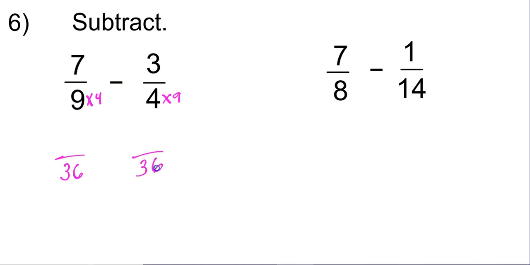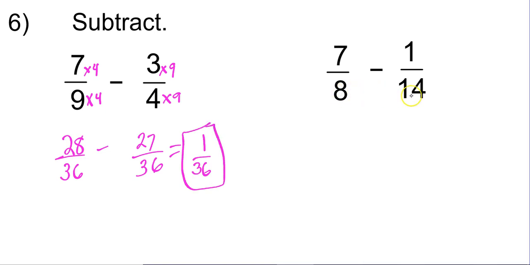So let's rewrite our question. So 7 times 4, our numerator is going to be 28. And 3 times 9 is going to be 27. So 28/36 minus 27/36. 28 minus 27 is 1. And our denominator stays 36.